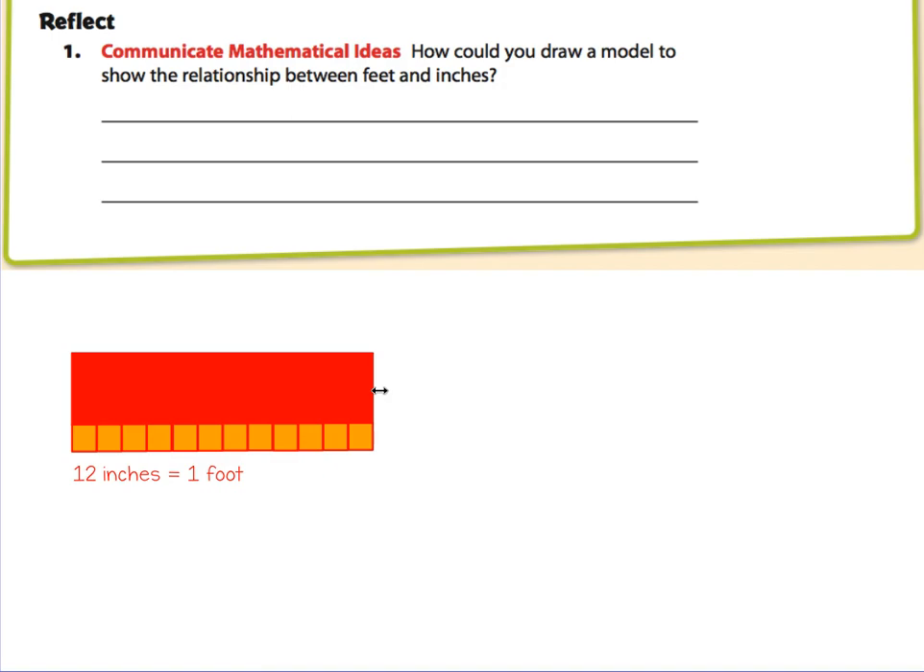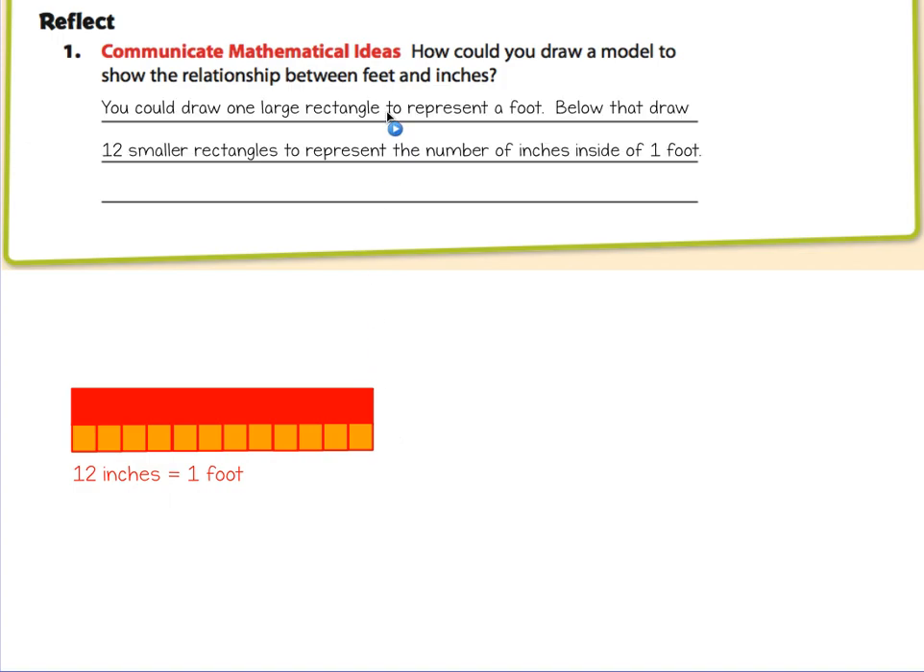So since each of those represents an inch, 1, 2, 3, 4, 5, 6, 7, 8, 9, 10, 11, 12. Now each of those represents an inch. This larger one is going to be a foot. So now each smaller rectangle represents an inch, and then those 12 inches fit inside the one larger rectangle, which is 1 foot. In words, we can draw one large rectangle to represent a foot.